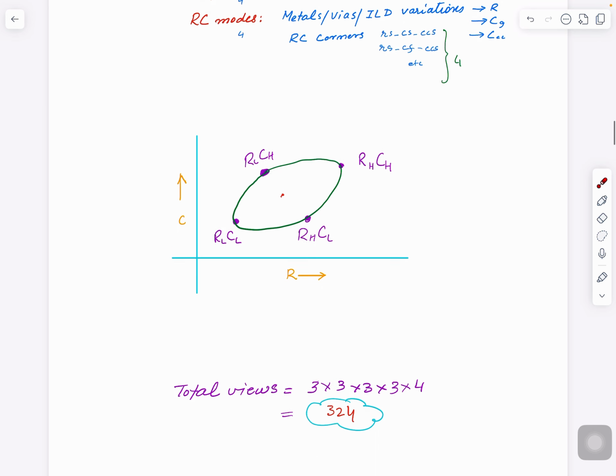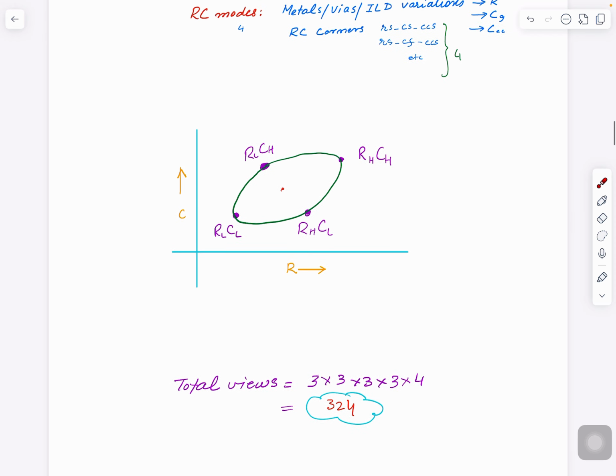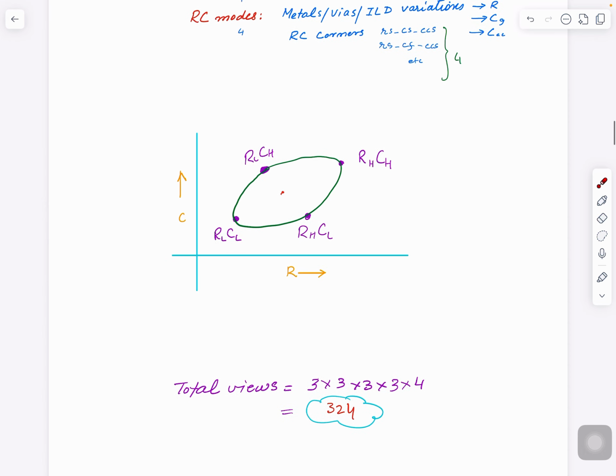So now how many unique, because you need to combine different possibilities, right? You can have functional with a particular voltage, with a process with a particular voltage and a particular temperature and a particular RC. So if you combine them, remember we have 3 modes and 3 process, 3 voltages, 3 temperatures, 4 RC corners. How many? It becomes 324 views or scenarios.